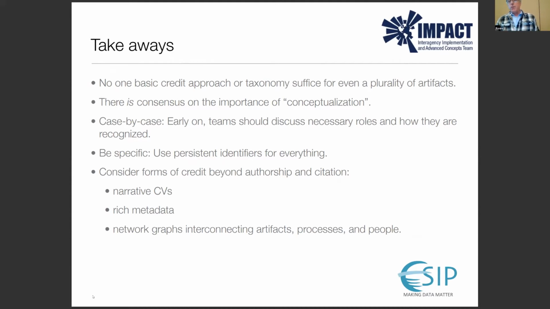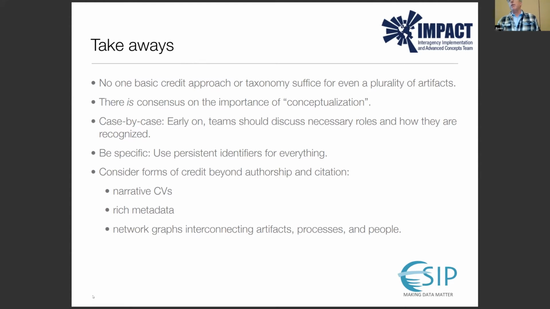And then really what it seems like is, when thinking about these artifacts, you have to take a case-by-case basis. It really should be a discussion early on that teams should discuss the necessary roles that were involved and how they should be recognized. And you should be as specific as possible, use persistent identifiers for everything: the artifacts, the people, et cetera.